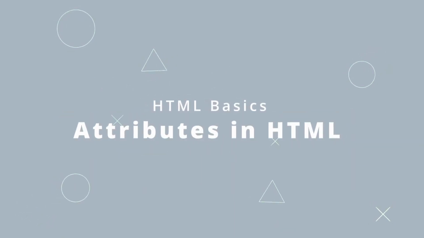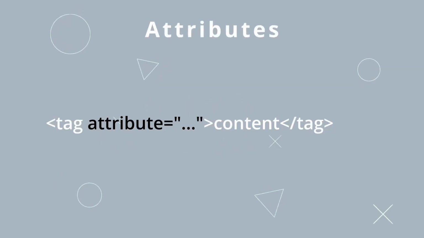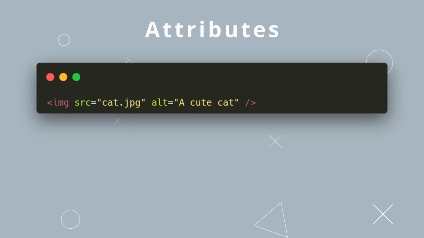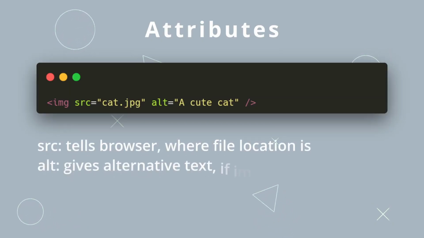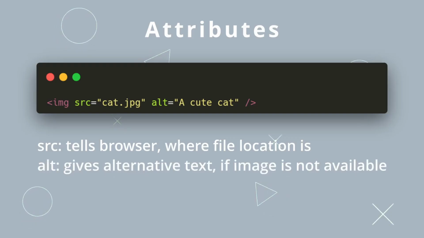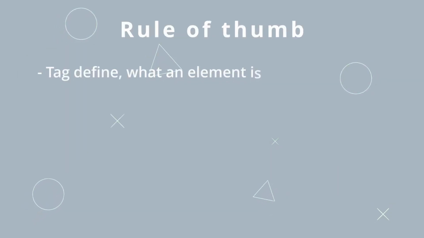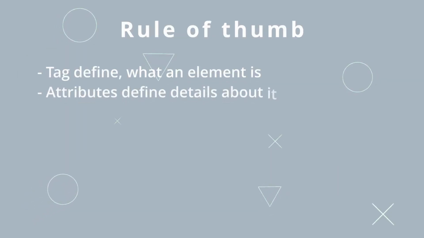Today, we learn what attributes are in HTML. Attributes give extra information about an element. They always go inside the opening tag. Let's take a look at an example. Right here, src tells the browser where the image file is, for example. Alt gives an alternative text if the image can't be loaded. Rule of thumb, tags define what an element is. Attributes define details about it. And this is what attributes in HTML are.